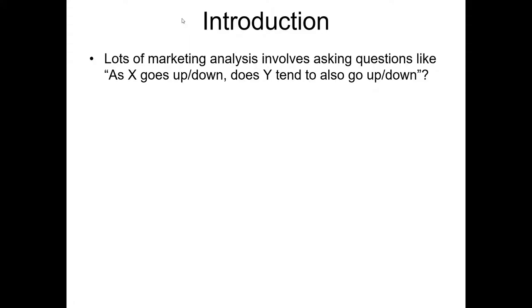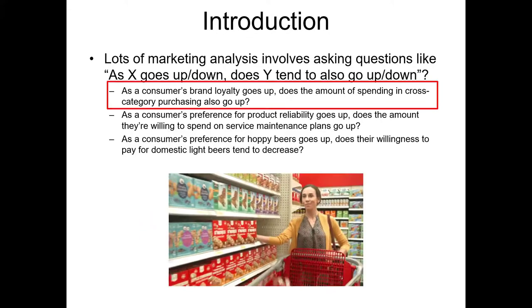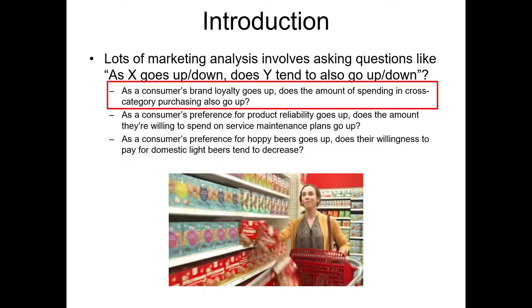Many of the questions that we wish to investigate during marketing analysis boil down to asking whether one variable, as it changes, tends to change or alter or correspond with a change in some other variable. In other words, as X changes, does Y change? As a consumer's brand loyalty goes up, does the amount of spending in cross-category purchasing also go up?